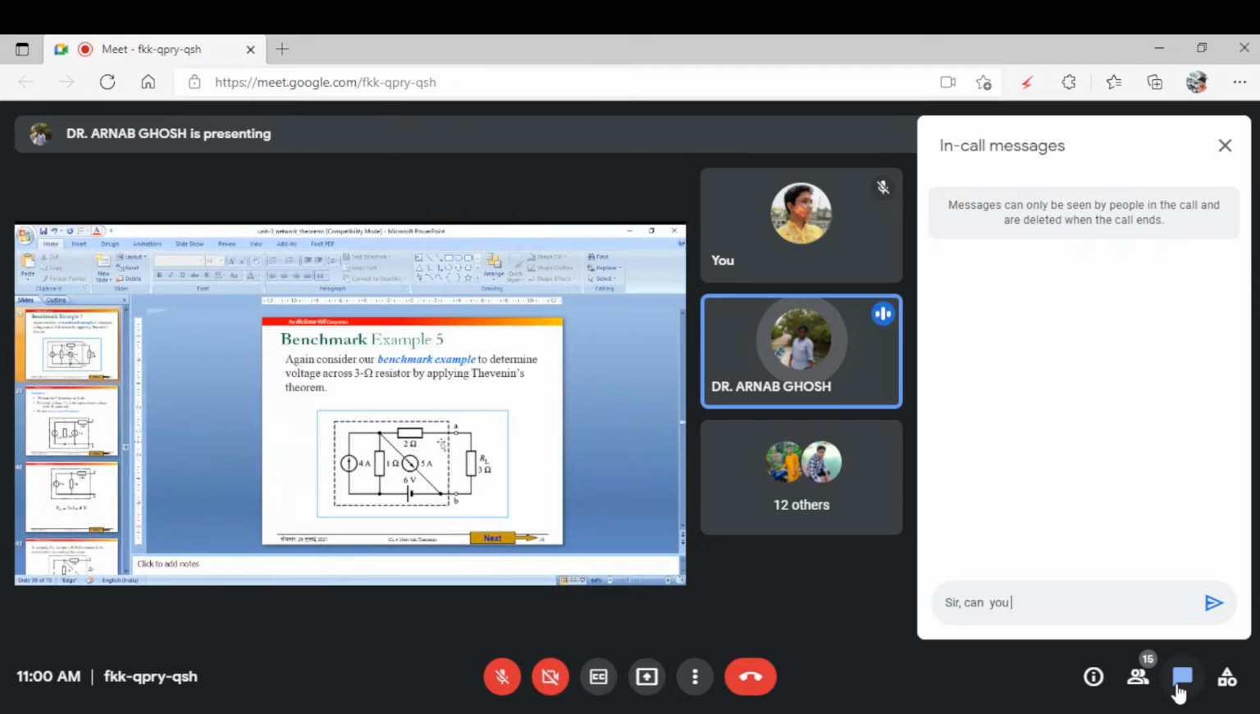Okay, so this is the same problem as that of the superposition theorem. See, the same problem, but you will be applying here.